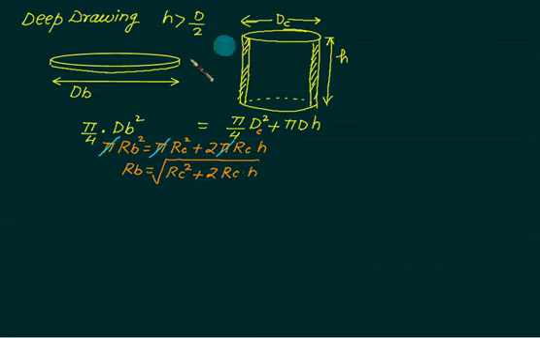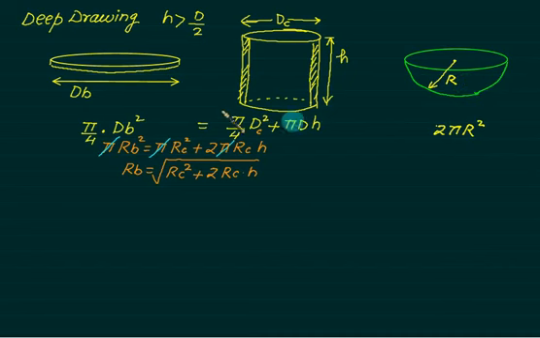Suppose instead of this cup you want to make a hemispherical bowl. Forget about the thickness, and let's say the radius of this hemispherical bowl is r. What is the surface area of a sphere? 4 pi r square. The hemisphere is what? 2 pi r square. This surface area is balanced with the area of blank. Area of blank is pi RB square, and hemisphere surface area is 2 pi r square. Your pi will get cancelled, and your RB is root 2 times r.